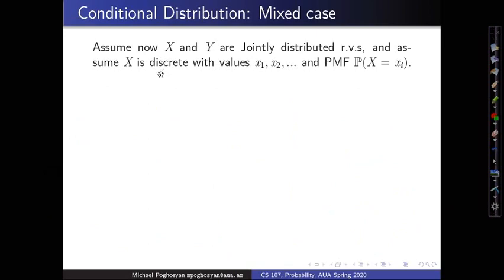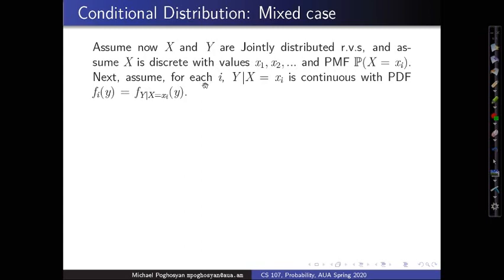Now, up to this point we were considering the case when X and Y are both discrete or both continuous. Now assume that X and Y are jointly distributed, and that X is discrete with values X1, X2, etc., and the PMF is p_i equal to the probability that X is equal to x_i, for i running from 1, 2, to maybe plus infinity. X can take only a finite number of values, or maybe countably infinitely many values. We also assume that for each i, the conditional distribution of Y given X equal to x_i is continuous with PDF f_i of y.